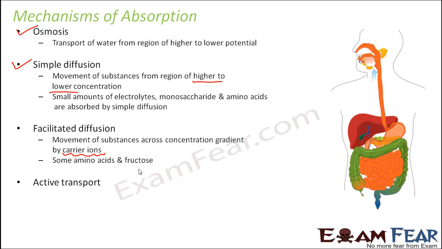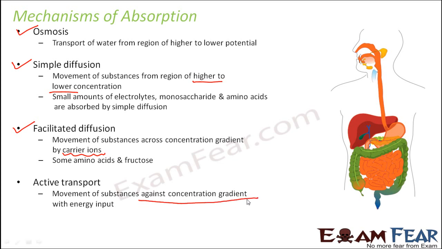Now again, see, when I say amino acids, there are many different amino acids. Not all of them are of exact similar nature. Some of them are polar, some of them are non-polar. So based on their structure, based on their nature, it depends whether they can diffuse by simple diffusion or they need facilitated diffusion. And the last one is active transport, where movement occurs against the concentration gradient. That means the substances are moved from a region of lower concentration towards higher concentration by providing some extra energy from outside. So that is active transport.